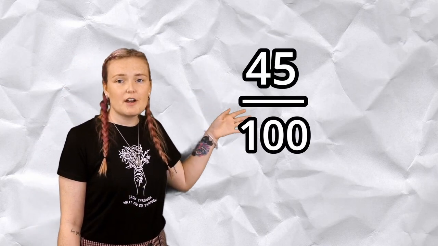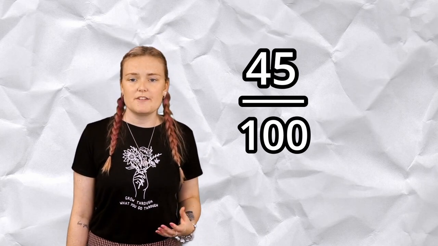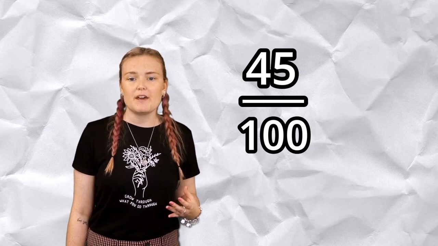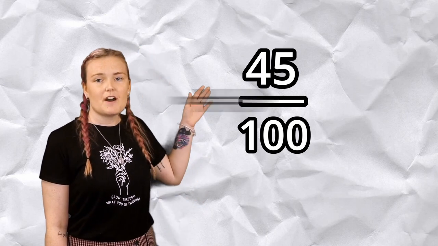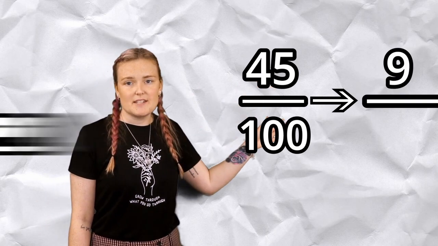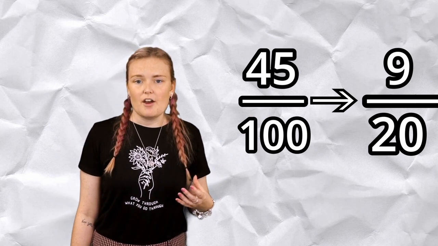Let's look at going the other way. Let's start with a percentage of 45%. Let's write that as 45 over 100. It's now a fraction, but it's not a fraction in its simplest form. So let's try and simplify it. I could divide both things by 5. 45 divided by 5 is 9, and 100 divided by 5 is 20. So 45% is equivalent to 9 over 20.